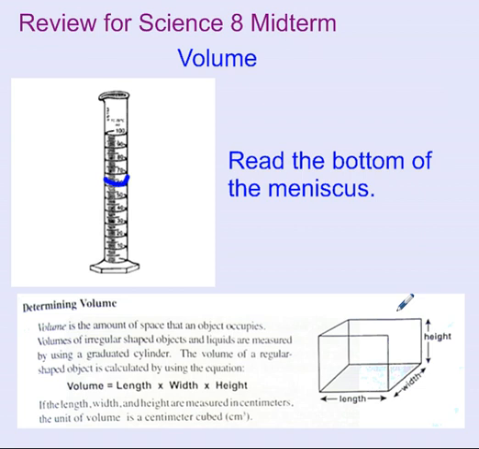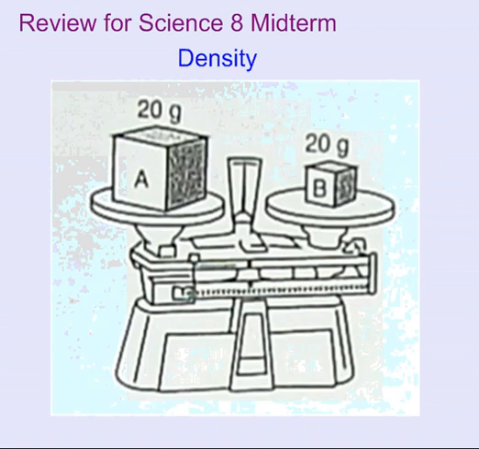Regularly shaped solids usually have a formula. Like here's the formula for a rectangular prism. It's length times width times height. Your units for the graduated cylinder will be milliliters. The units for a regularly shaped solid will be cubic centimeters. Remember that they're actually the same volume. A milliliter equals a cubic centimeter.